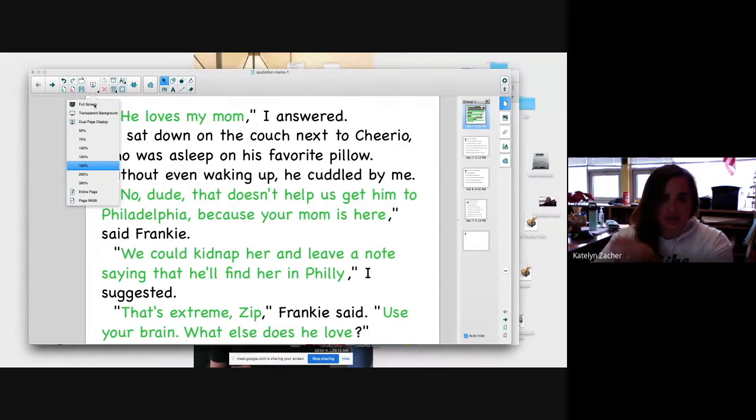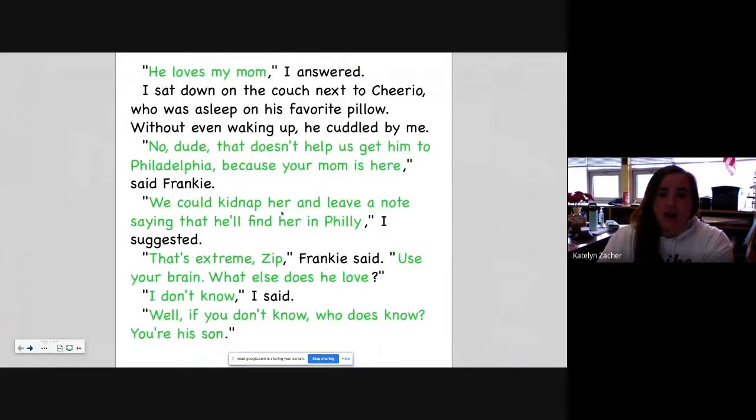So we're going to look at some examples here together. Here they're already highlighted. "He loves my mom," I answered. So look at this. It's in quotations. Here's the mark. The comma's in there too. Whatever was said is in the quotation marks. "He loves my mom," I answered. I sat down on the couch next to Cheerio, who was asleep on his favorite pillow. Without even waking up, he cuddled by me. And do you notice there's no quotations in here because no one said anything?